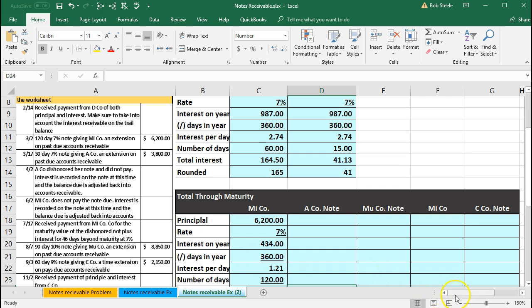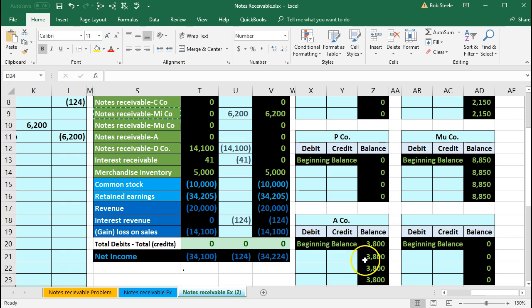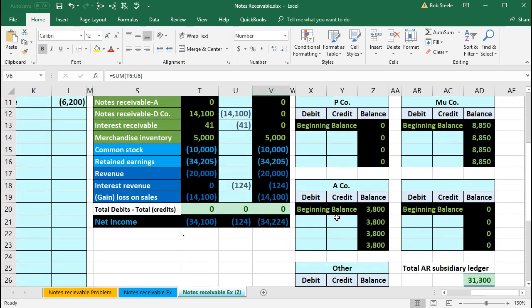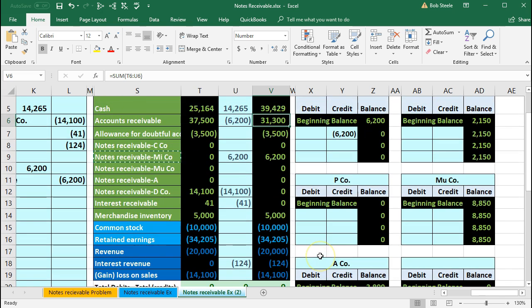We're going to say that a company, scrolling back over, and of course it's the same type of problem we're doing here, has accounts receivable included in that number. It's become past due. We're not giving up on it yet. What we're going to do is give you a note. Rather than an accounts receivable, we're going to charge you interest on the note. So we're just going to move that $3,800 from accounts receivable to notes receivable.